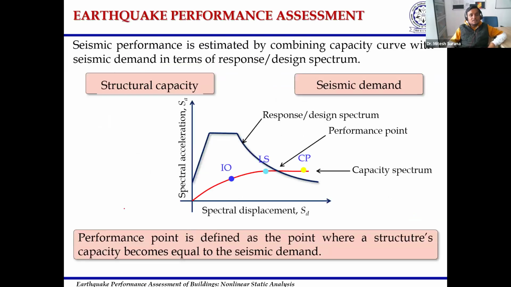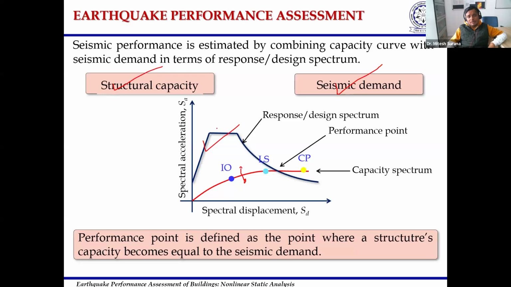So how is seismic performance obtained? Seismic performance is obtained by combining the capacity curve with the demand curve. The demand curve is nothing but a response spectrum, and the capacity curve is nothing but the force displacement relationship that we have developed corresponding to an equivalent single degree of freedom system. Why do we need to take it corresponding to an equivalent single degree of freedom system? Because a response spectrum is always defined for a single degree of freedom system. Therefore, the force displacement curve also we need to convert into an equivalent single degree of freedom system. Then only they can be compared.